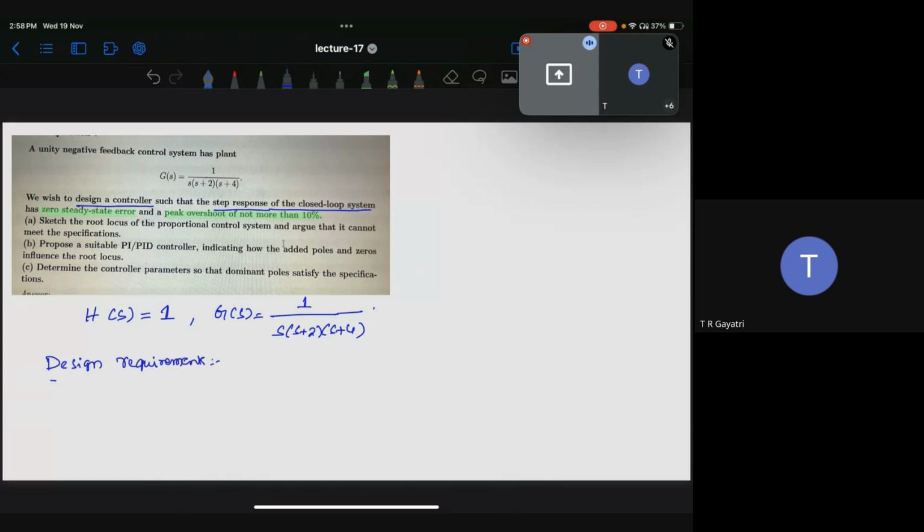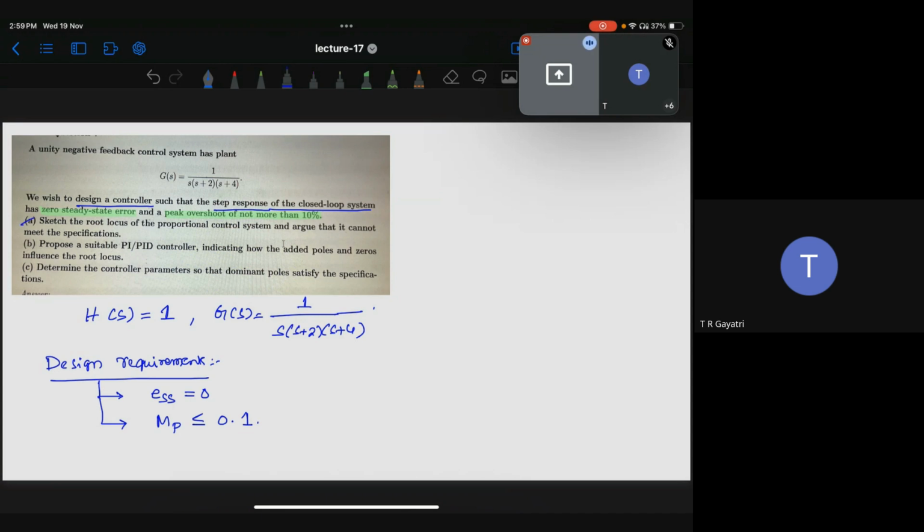Our design requirements are, first, the steady state error must be 0. And the peak overshoot Mp must be less than or equal to 0.1. That means it should not be more than 10%. Okay, these are the design requirements. Now, what is the first question?